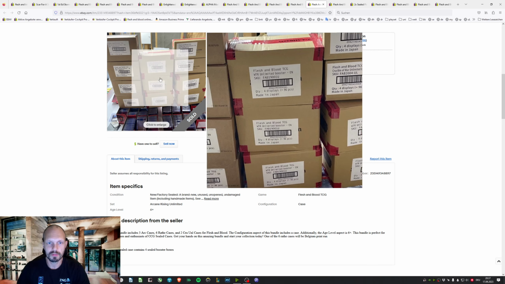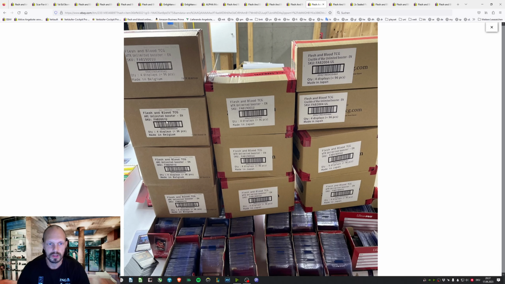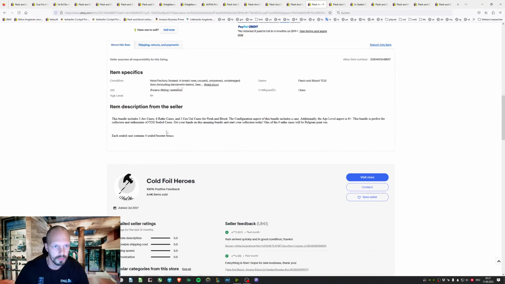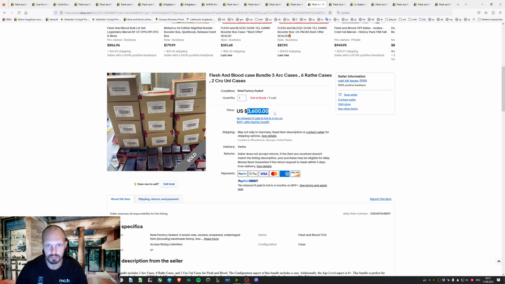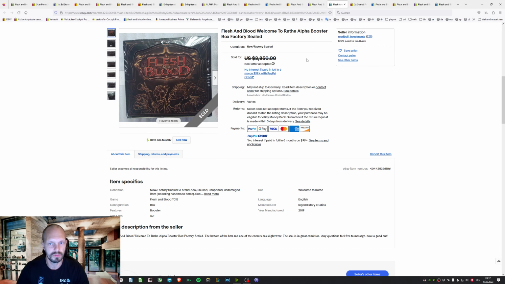And then we've had this bundle right here. So we can see Welcome to Wrath, Arcane Rising two times, three times. That's cases. Oh, is this Belgian? Yeah, that's Belgian print, and this one here is Japan print. 1, 2, 3 times Welcome to Wrath. So 4 in total. Then we have Crew 2 times 1. Oh, that's both Japan. Is that opened? Another Welcome to Wrath. Check this out. That's quite a bunch. So, 3 Arcane cases, 6 Wrath cases, and 2 Crew Unlimited cases. So that's $3,600 from Georgia, US. So US, very, very active.